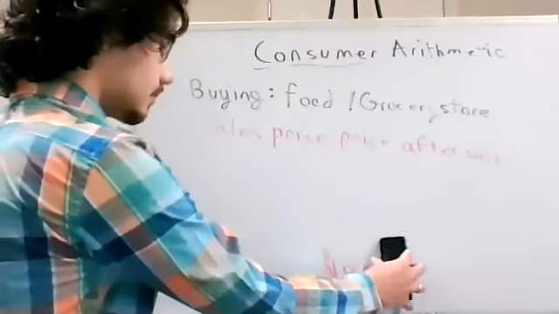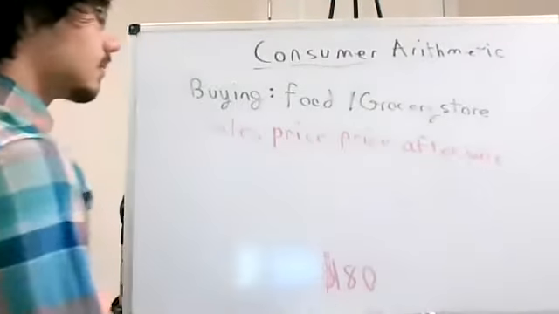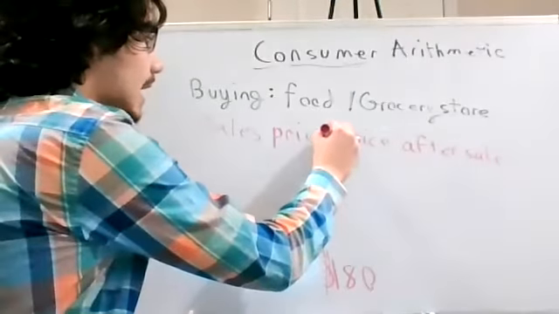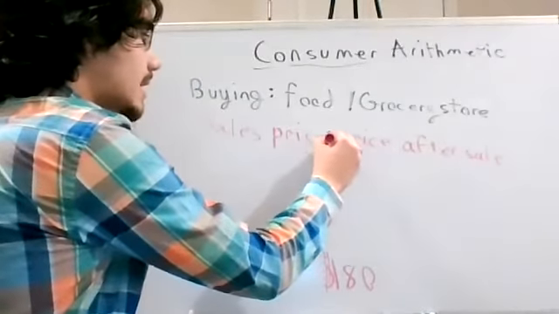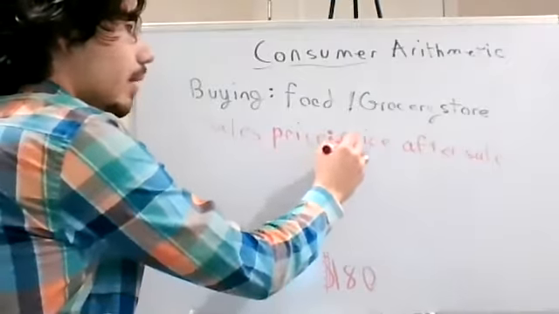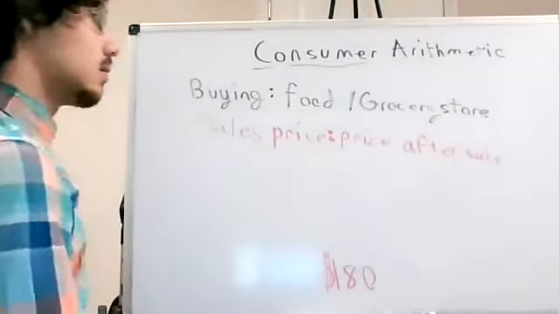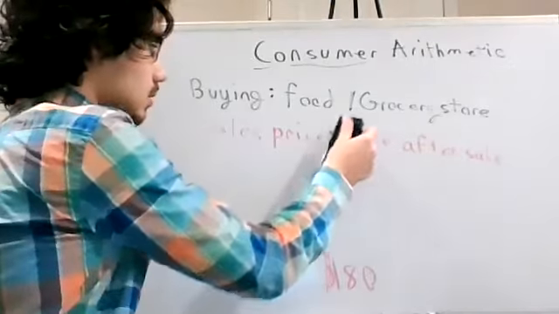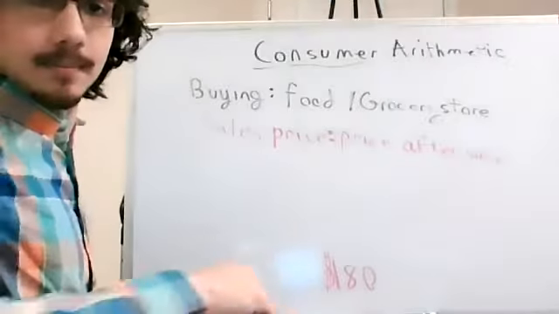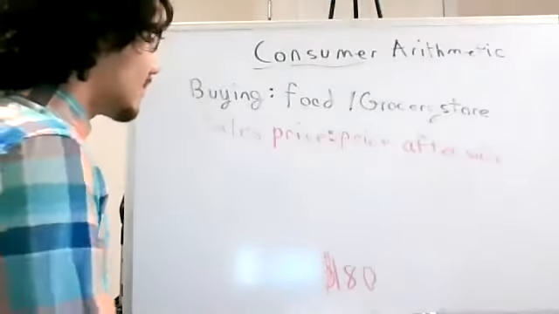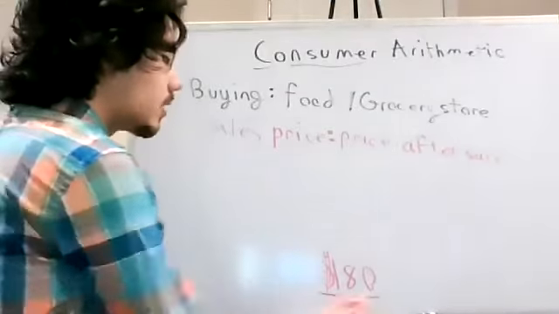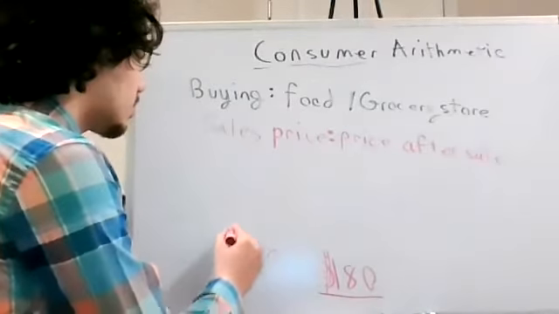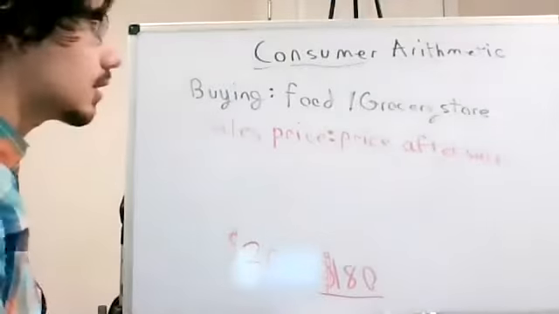So you wrote price 2 times. Yes, because I'm saying that the sales price is the price after sale. Okay, sir. So if our sales price was $180, what would the $20 that we took away from the original price be called?